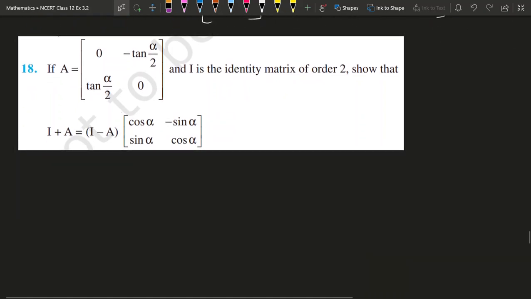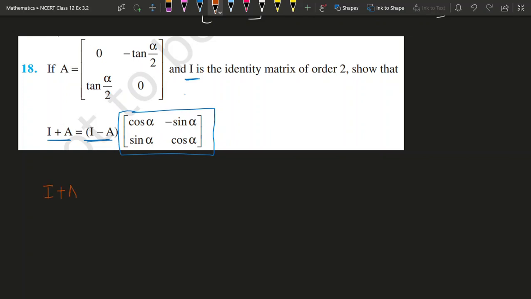Let's move on to problem number 18. Now problem number 18 says that there is a matrix which sort of looks like a diagonal matrix, but it's not a diagonal matrix. You know that it has written that A is the identity matrix of order 2. Show that the matrix I plus A would be equal to the matrix I minus A times this entire matrix. So let's compute the unknown matrices.